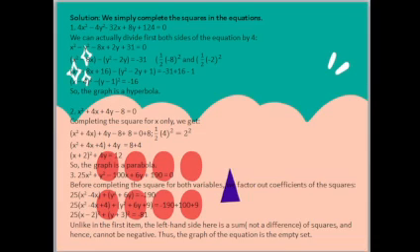And we have also the half of 6 is 3, and we need to square it. So 3 squared is 9, because 3 times 3 is 9. So we have y squared plus 6y plus 9. And those are perfect square trinomials already.